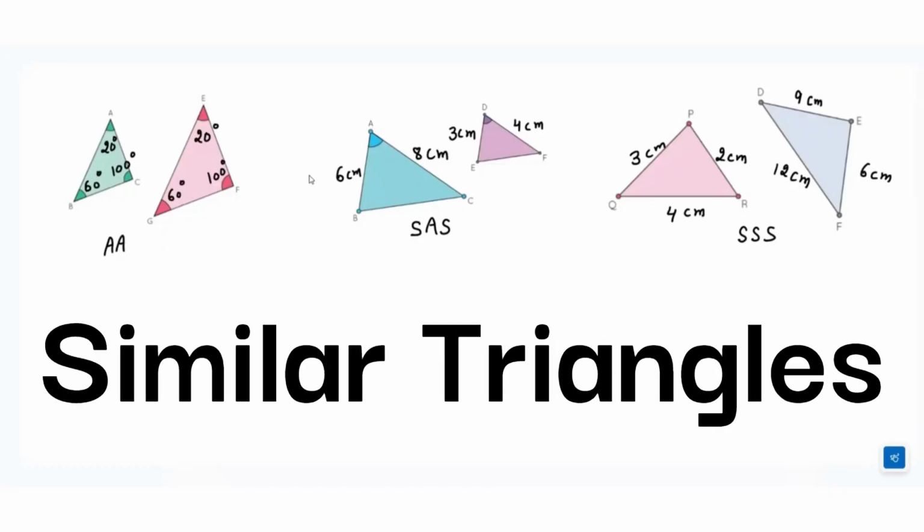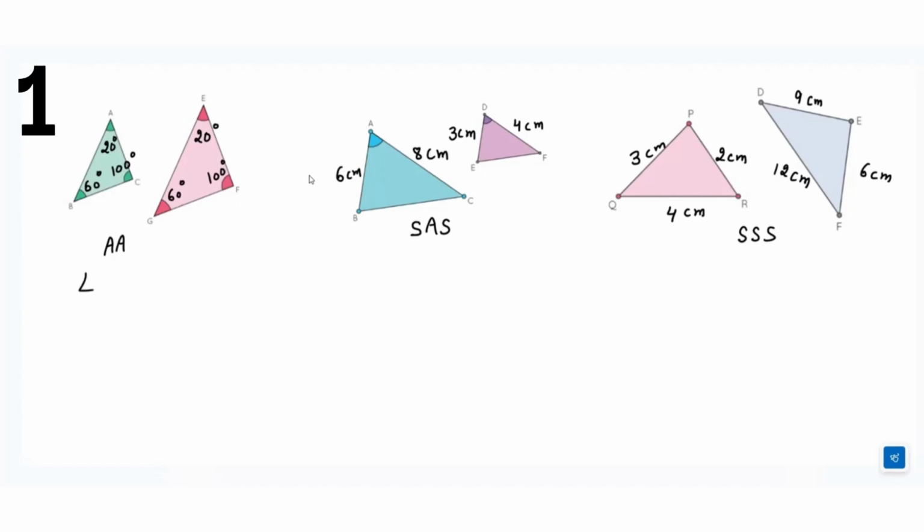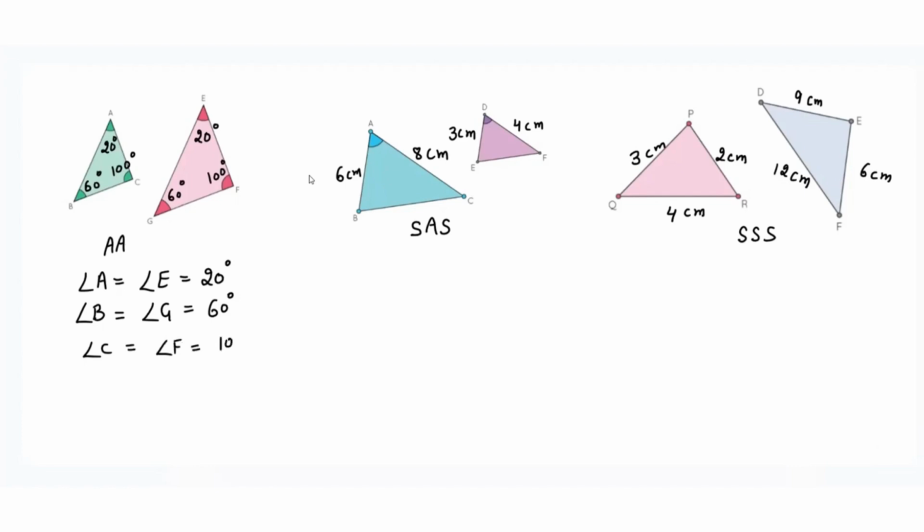So if you can see in the first triangle, it's already given that angle A is equal to angle E is equal to 20 degrees. Then angle B is equal to angle G is equal to 60 degrees. And angle C is equal to angle F is equal to 100 degrees.